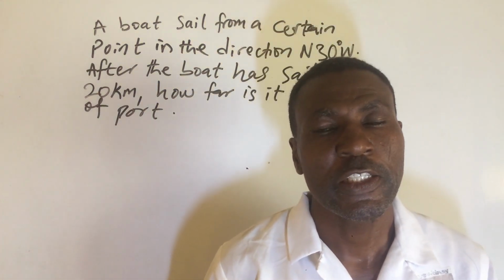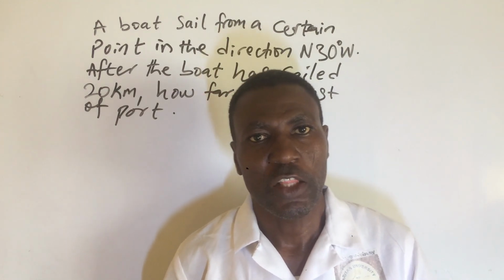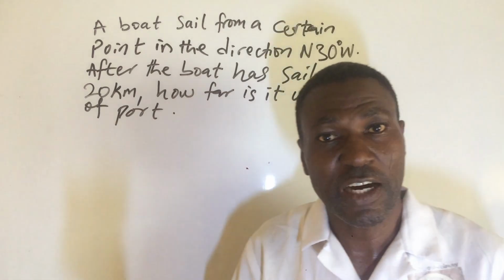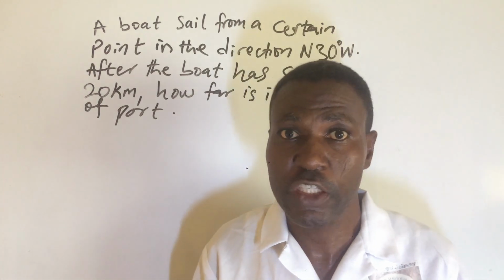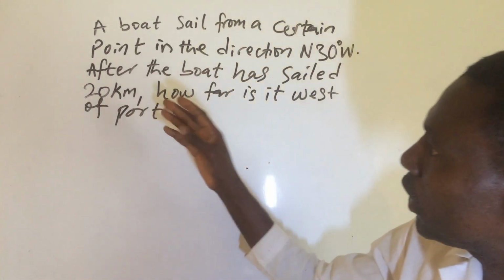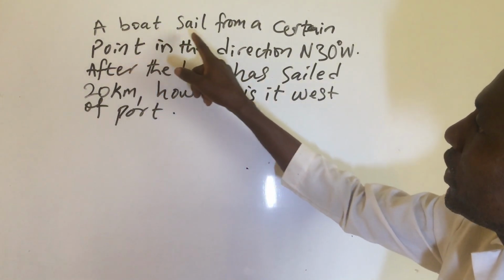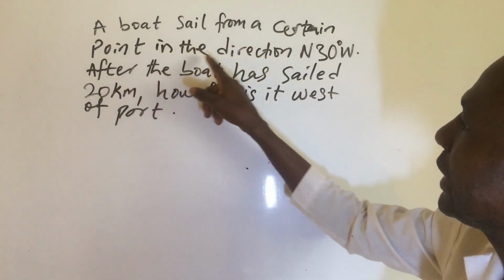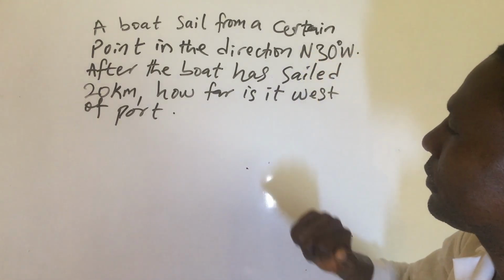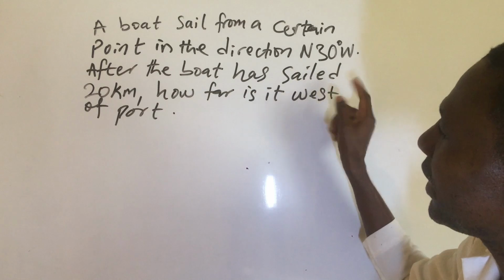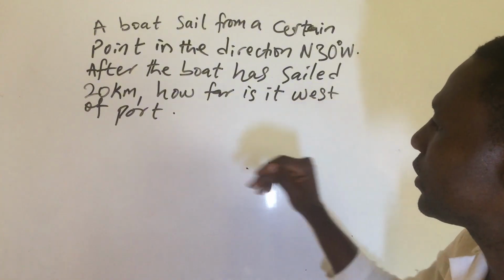Hello everyone, I am still on the bearing and distance topic, okay? Looking at this question on the board, you can see I am advancing gradually because the previous ones are very simple. This one says that a boat sailed from a certain point in the direction of 30 degrees west of north. After the boat has sailed 20 kilometers, how far is it west of the port?